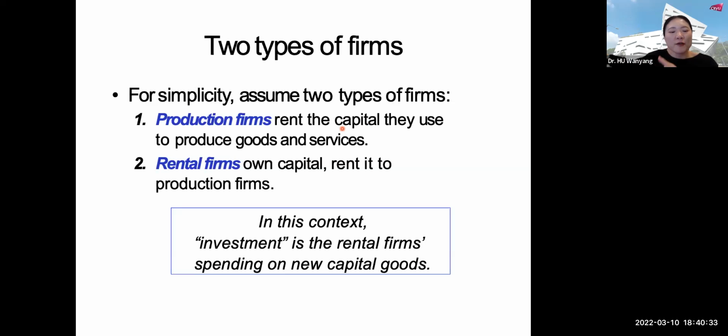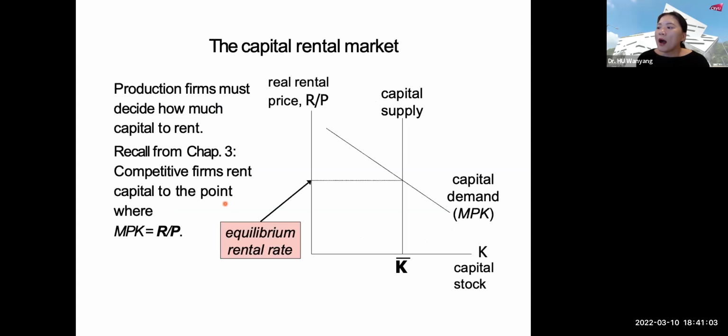So we have another type of firm in the market. We call them rental firms. They own the capital and they rent the capital to the production firms. This is the relation of the market actors. In this context, when we think about investment, we focus on the rental firms spending on new capital goods. So we want to look at how the rental firms will make their decision of investment.